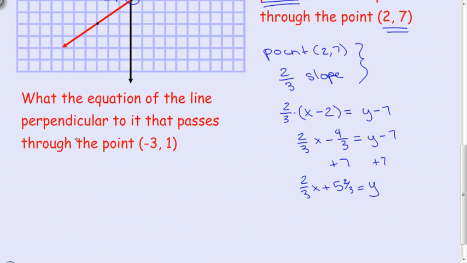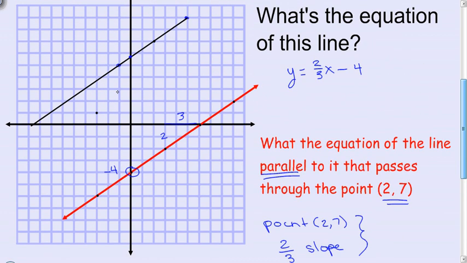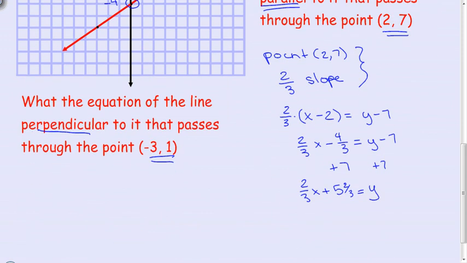Now, same idea, we're going to go through the point -3, 1, but this time we want to be perpendicular to the lines that we already have. So here's my point -3, 1, and I want to be perpendicular. So the first question is, what do we know about perpendicular lines? If I'm going to draw this, I need a slope. And what's the slope of a perpendicular line?